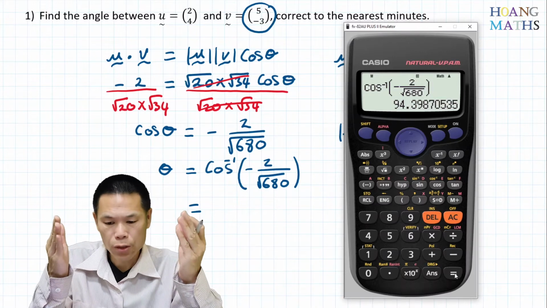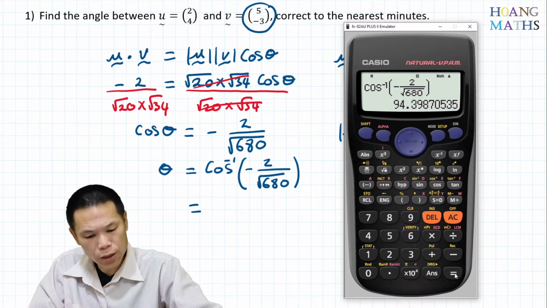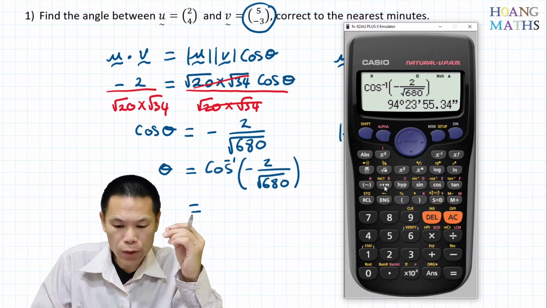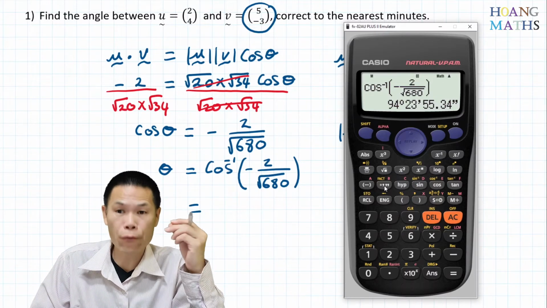So there you go. It's correct to the nearest minute. So I just press the degree button. So that is 94 degrees and 24 minutes.